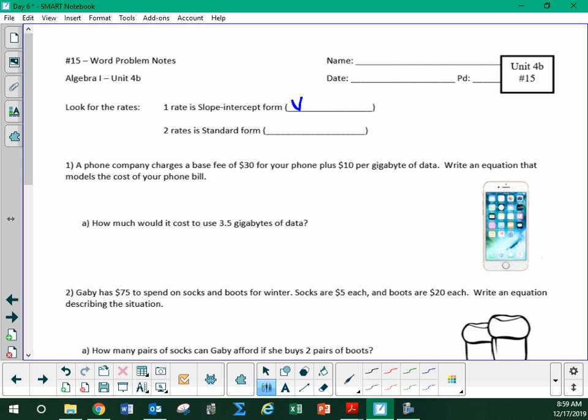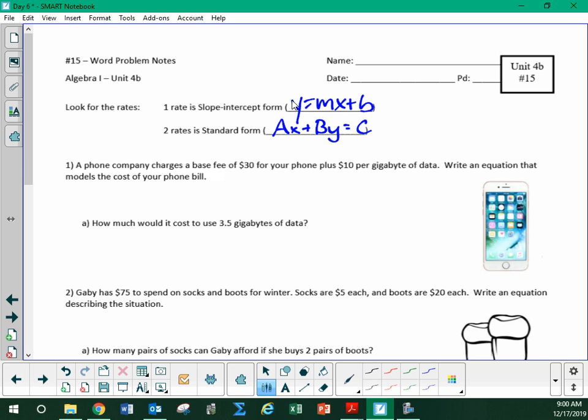Okay, so before we were just doing one rate, and that was often in slope-intercept form. So just remember that's our y equals mx plus b. Now we're going to have somewhere there's two rates, and when we have two rates, that means that we're doing standard form. Ax plus by equals c.